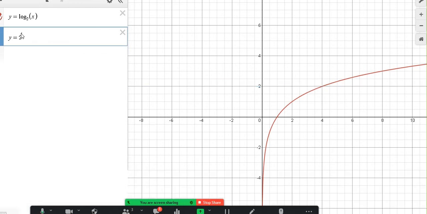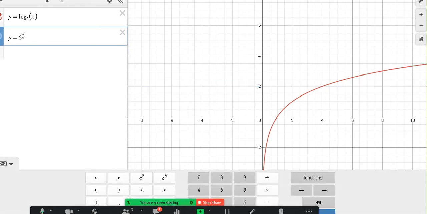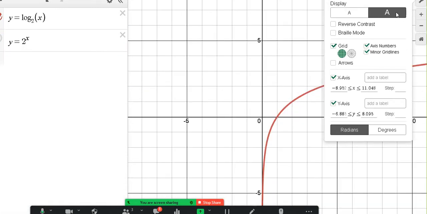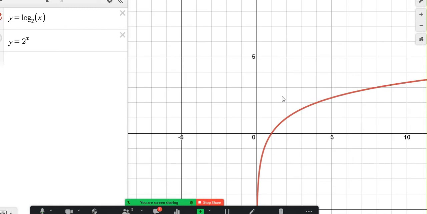Now remember, log was the inverse of the exponential function. So y equals 2 to the x, that should be the inverse of that graph. What are those graphs going to look like when they're inverses of each other? You remember? What's the relationship there going to look like? When I click this button, what am I going to see? Is it predictable?